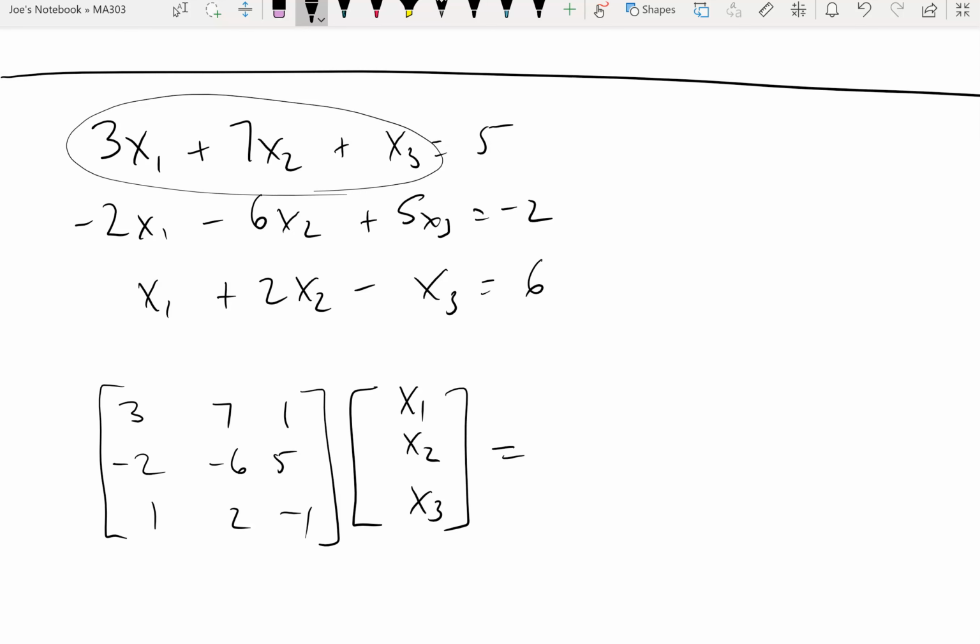All right, so I want to change this into a matrix equation. So what do you think the right-hand side should be equal to?